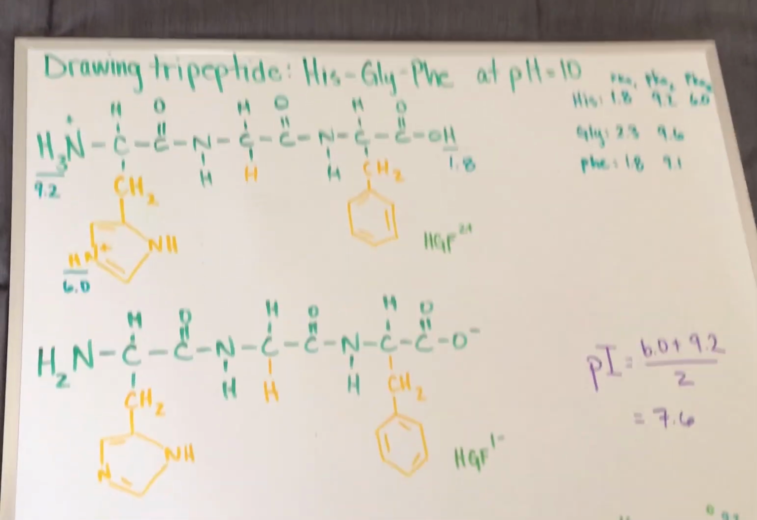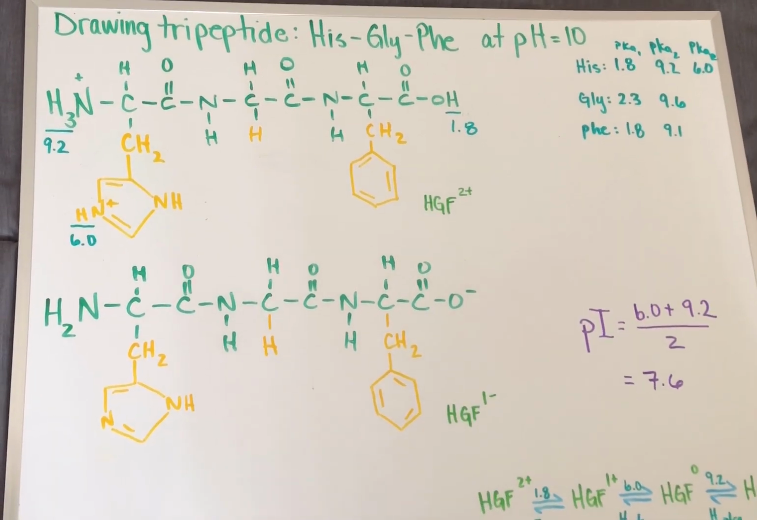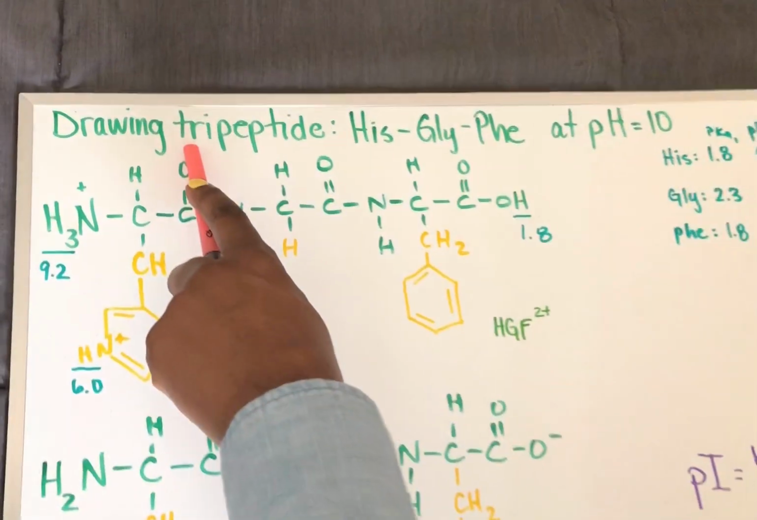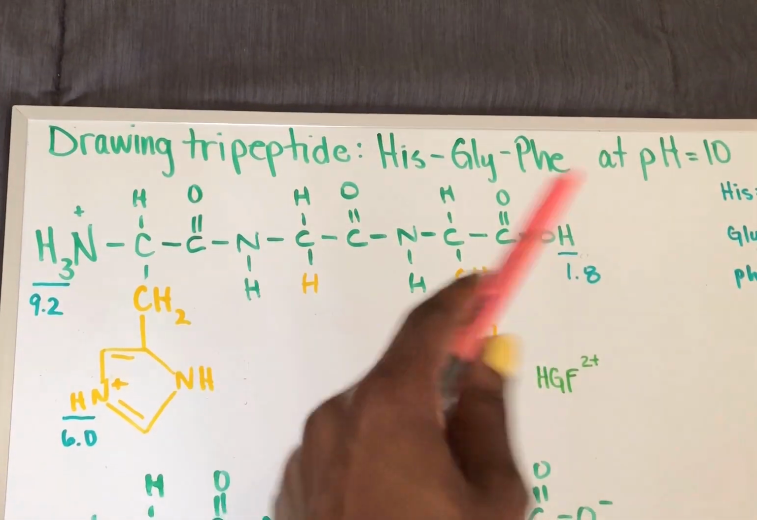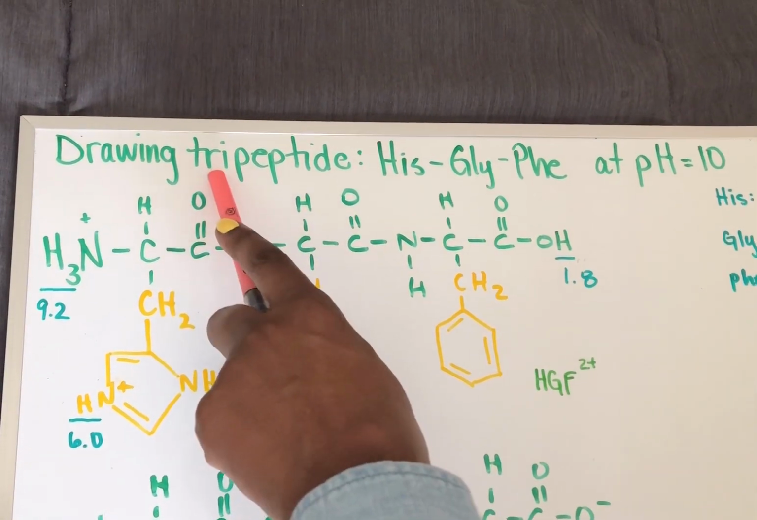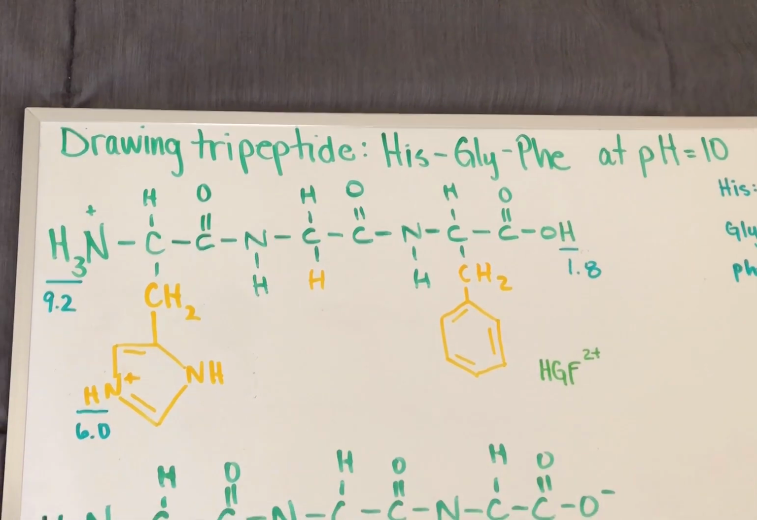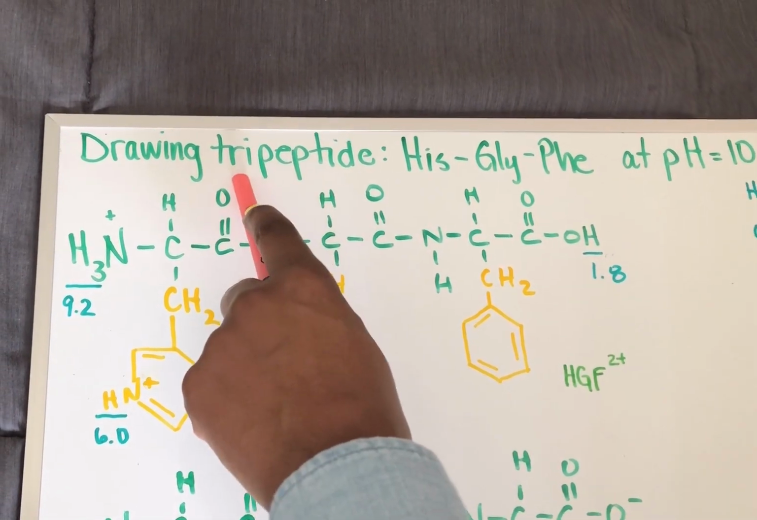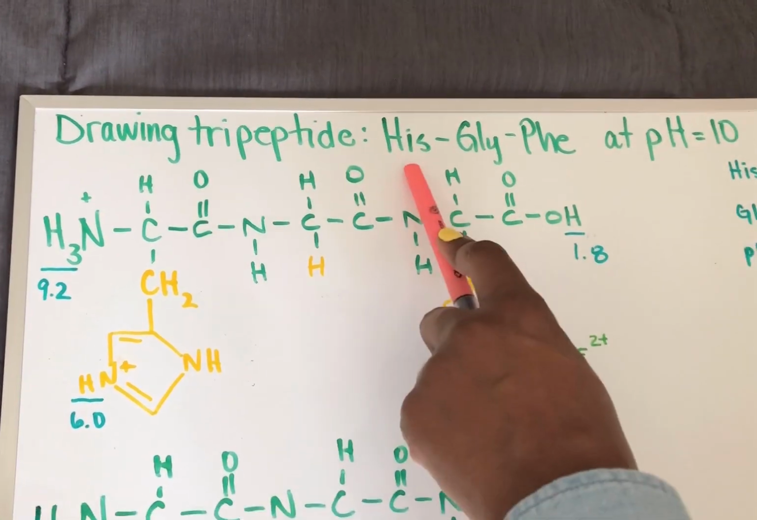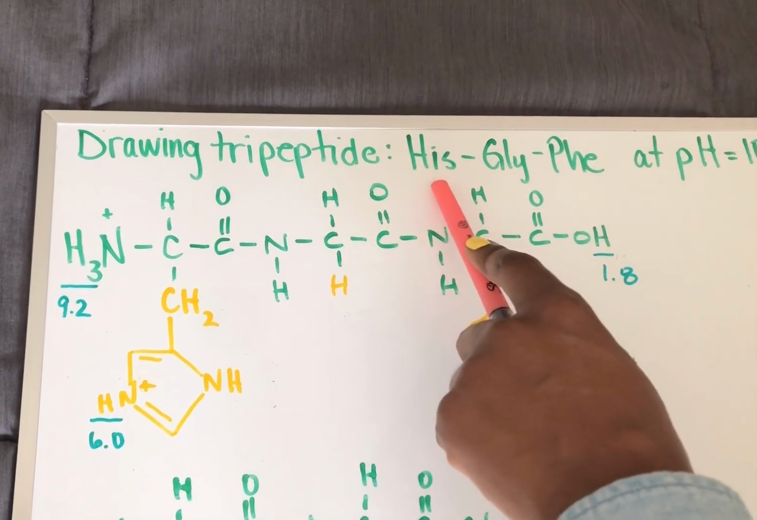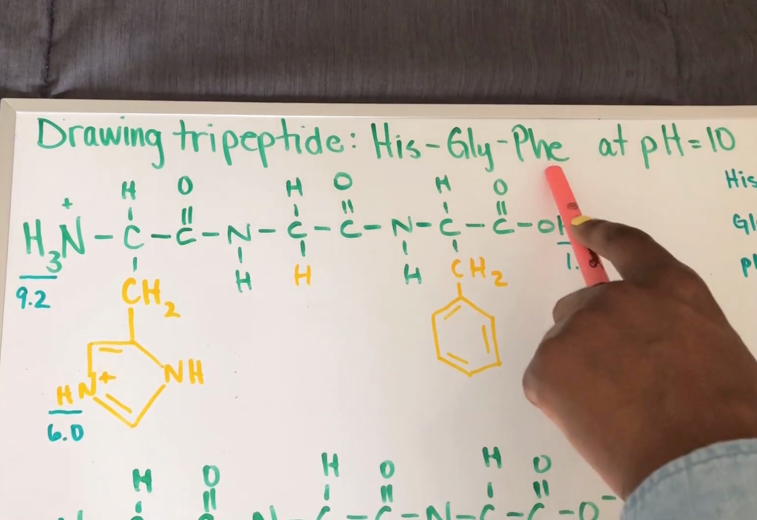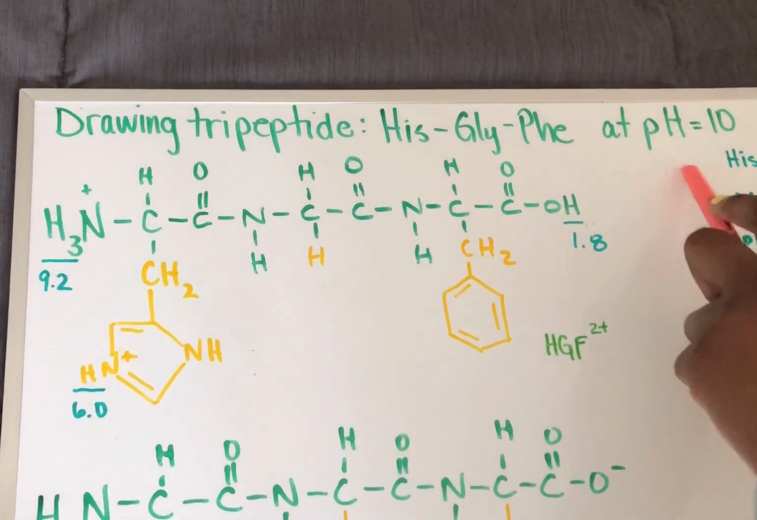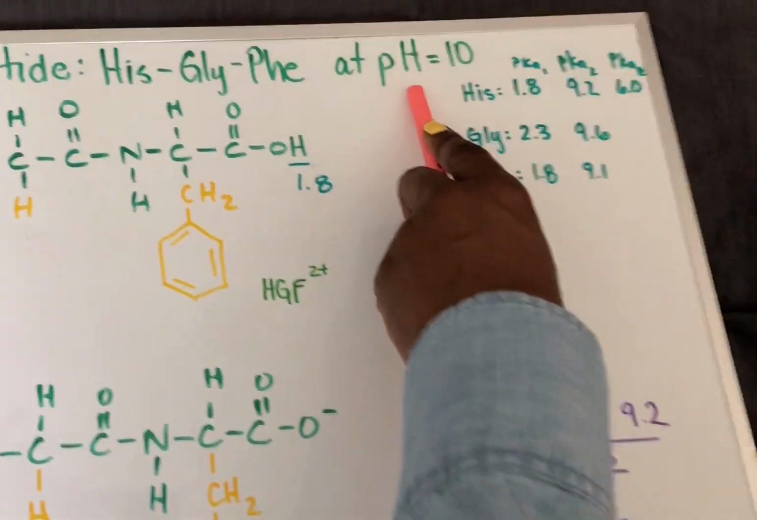Okay, so let's say we want to now move on to drawing a tripeptide, and keep in mind that when we have tri here, or di, or tetra, penta, whatever we have here, it tells us the number of amino acids contained in this polypeptide chain. So in our case it says tri, so we have 3 of them, and we have the 3-letter codes here: his for histidine, gly for glycine, phe for phenylalanine. And let's say we want to draw it at a specific pH, which we'll say pH of 10.